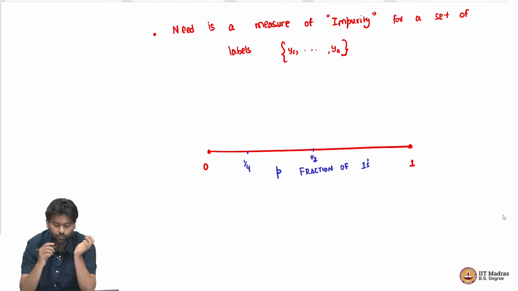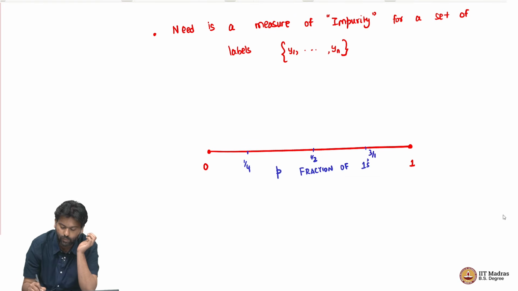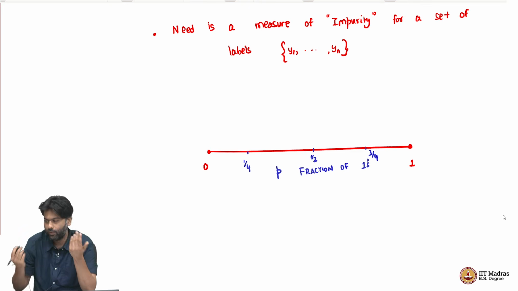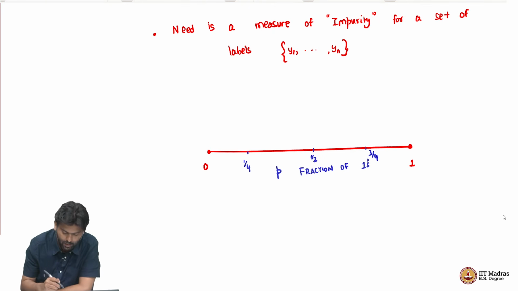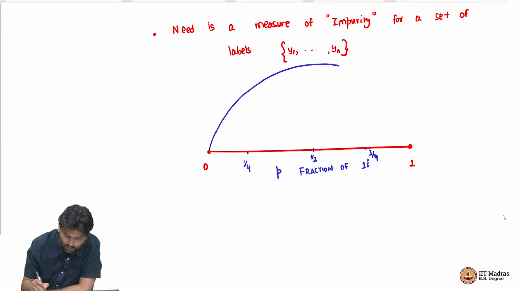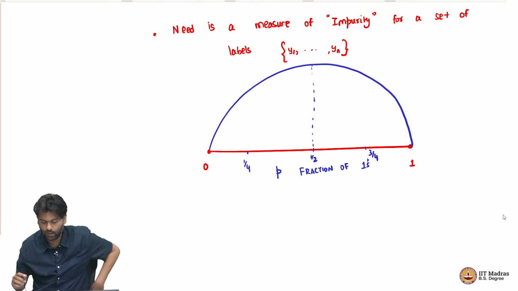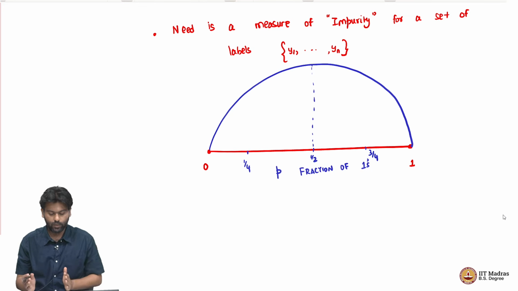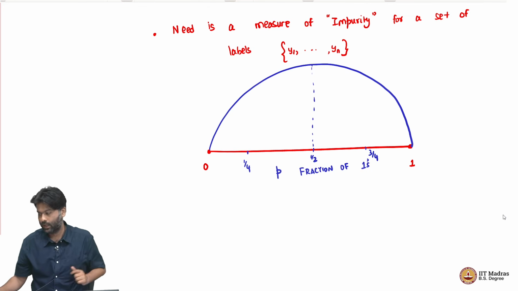So, 1/4 should have the same amount of impurity as 3/4. Which means any value lambda should have the same impurity as 1 minus lambda. It should be basically symmetric about half. One function which has this property looks like this. It peaks at 0.5, and I have drawn it slightly skewed, but it is symmetric about half. So the values at 1/4 and 3/4 will be the same, and it will be 0 at the ends.